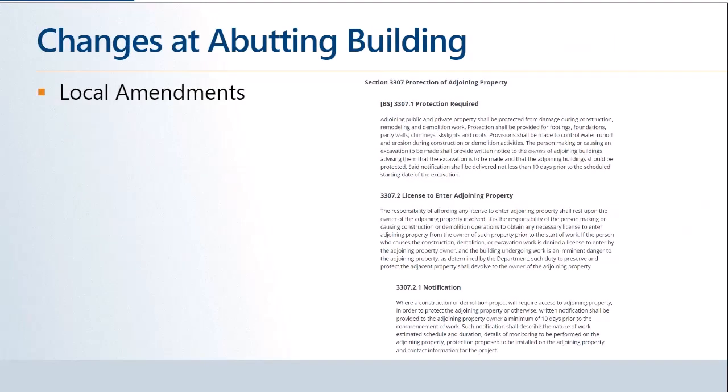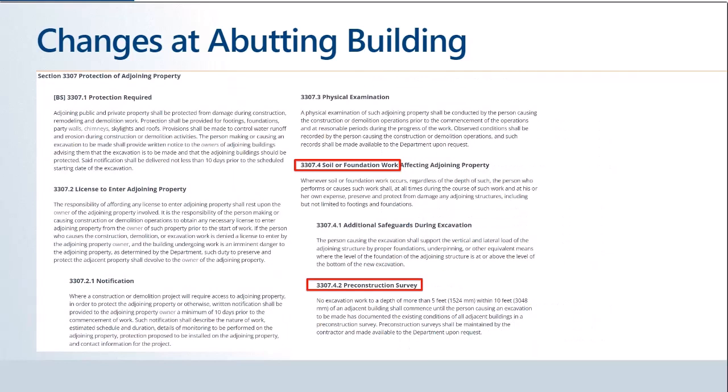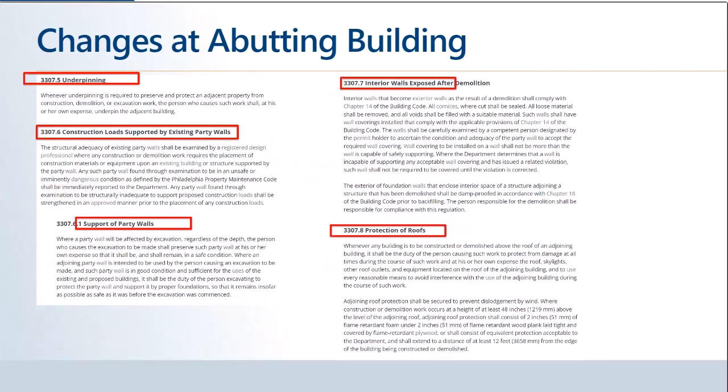So locally, these amendments can get extended. And in the city of Philadelphia and many other places around the country, they do get extended. So we won't go through all the details of that either, but realize that some places it's just that one paragraph I showed you. Others, it's a couple more paragraphs. In this case, it's pages and pages of requirements. So you can see the keys that we're touching on, though, is the soil and foundation work, a pre-construction survey, underpinning, support of party walls, protection of roofs, interior walls getting exposed, and so forth.